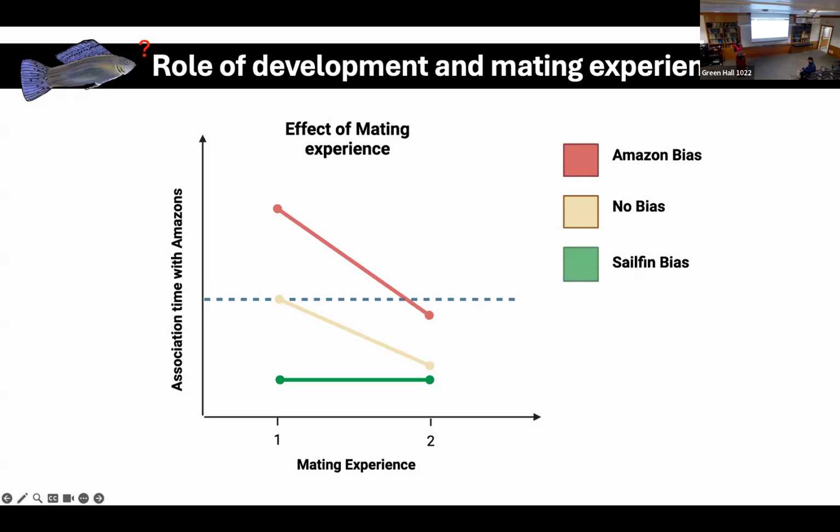Yeah. And so I guess one question I have about this is how far out do you have to go phylogenetically before you find a male that won't try to mate with the Amazon molly? I'm not certain about that, and I don't know if any papers have looked at that.